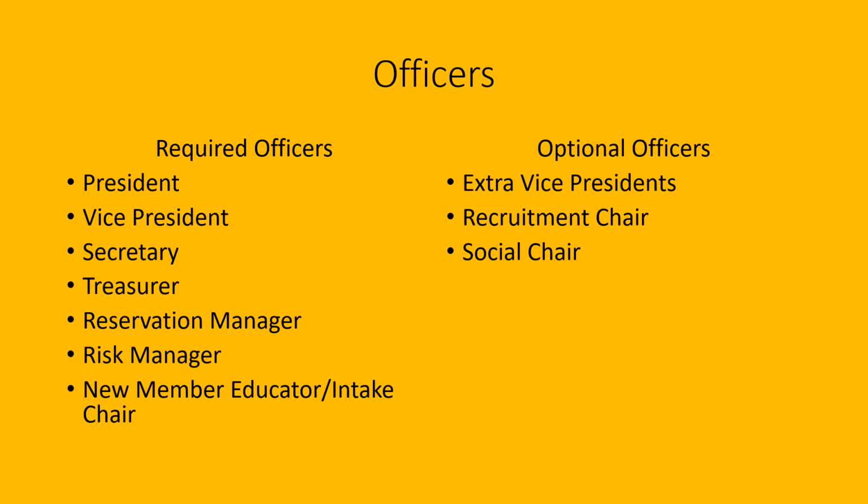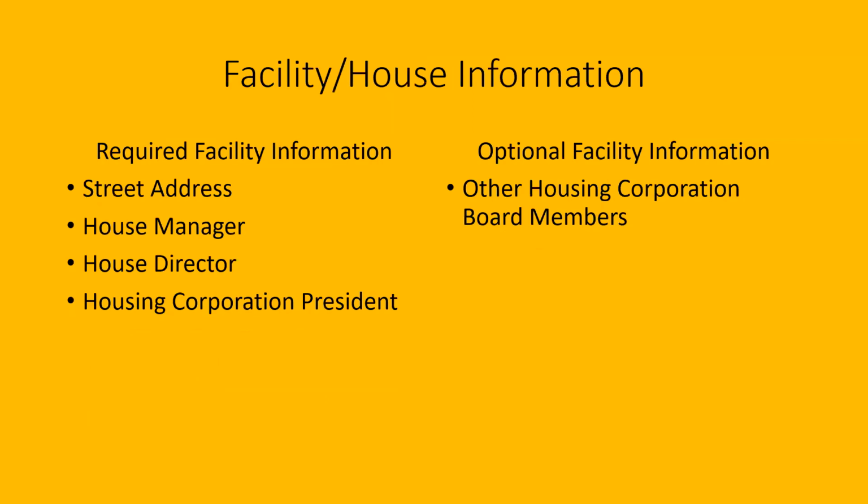There will also be sections to add any extra vice presidents. So some chapters have multiple vice presidents that are kind of in charge of different aspects of the organization. So you'll be able to put those in as appropriate as well. Some organizations also have recruitment chairs and social chairs. Again, if you choose to add those, we'll need name, phone number, email address. So just make sure you have those.